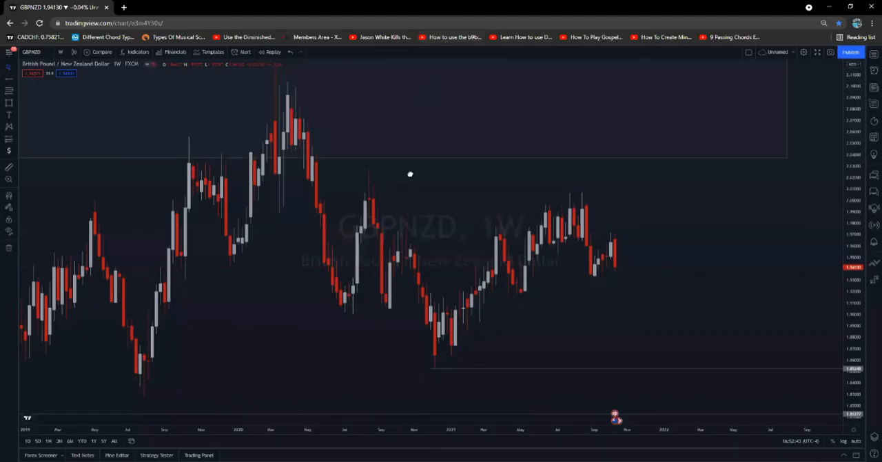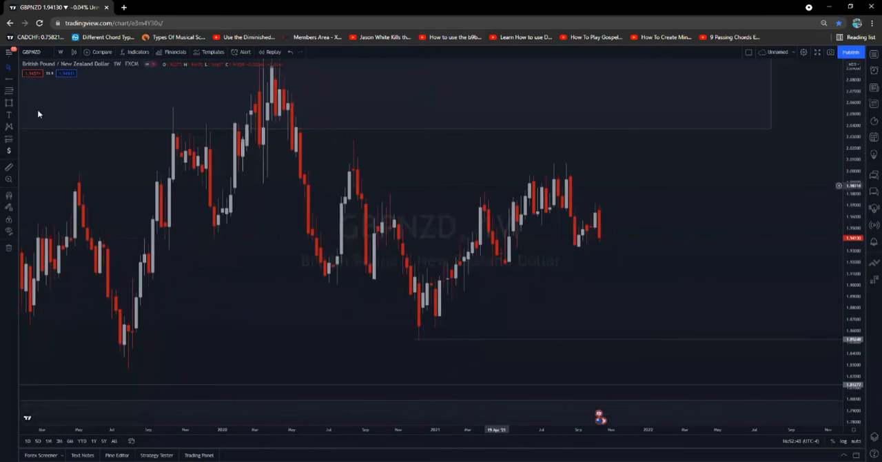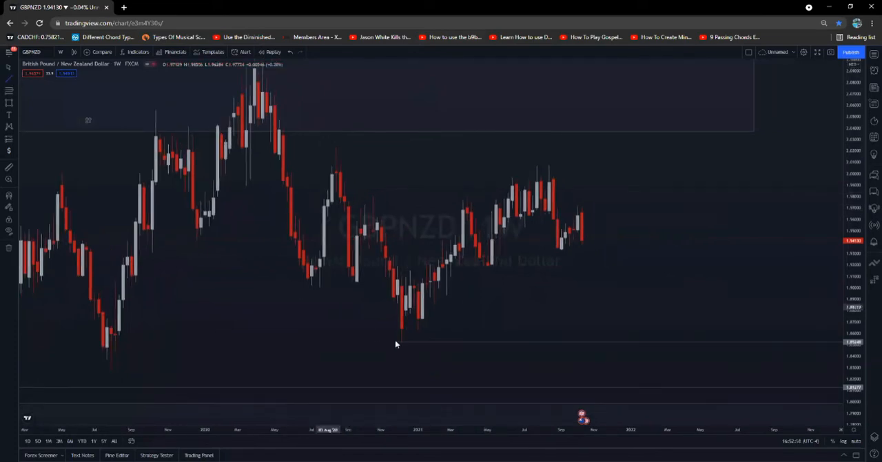Now we go to the weekly and it's more clear. We got this trend line breakout over here. And then this is what I hate about this pair. The areas of supply and demand are not ideal, especially if you refer to how it's supposed to look textbook-wise.